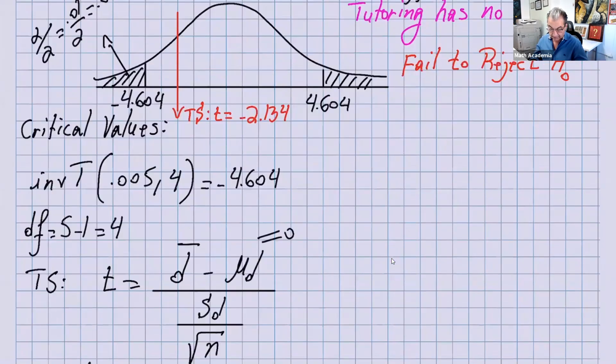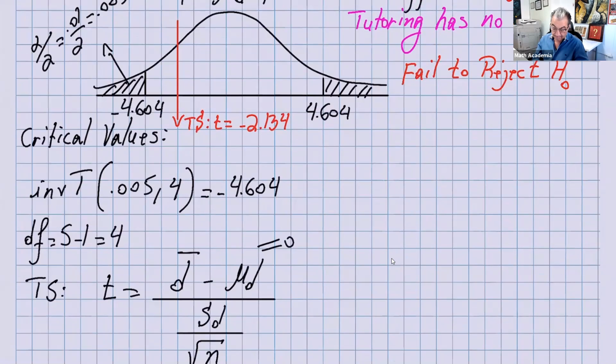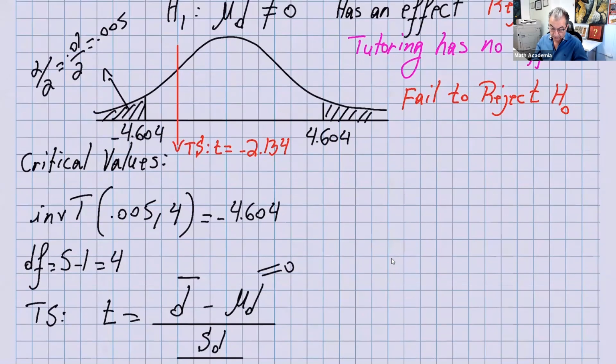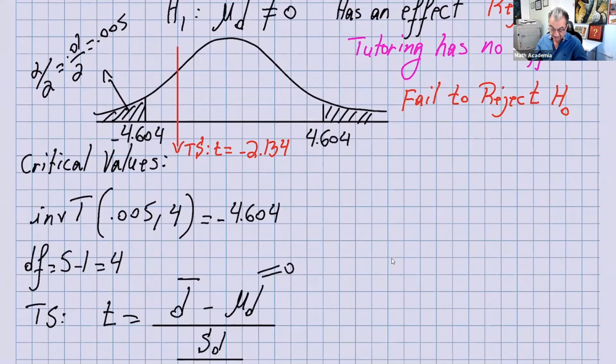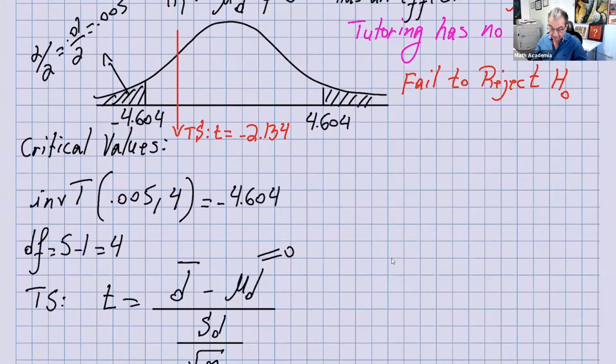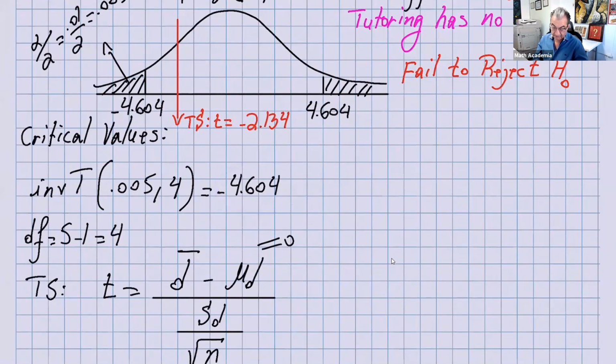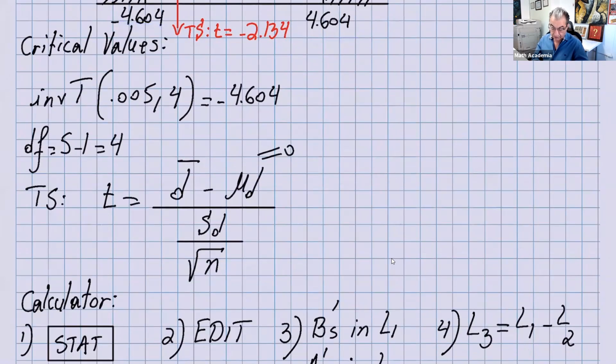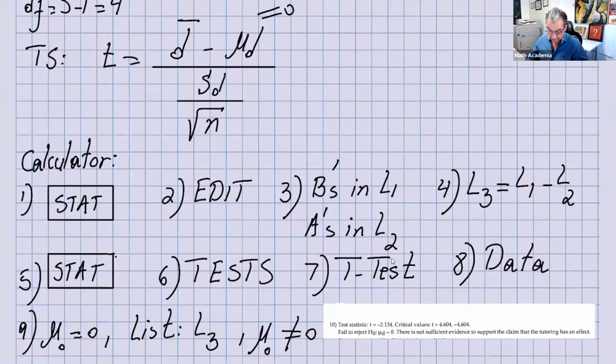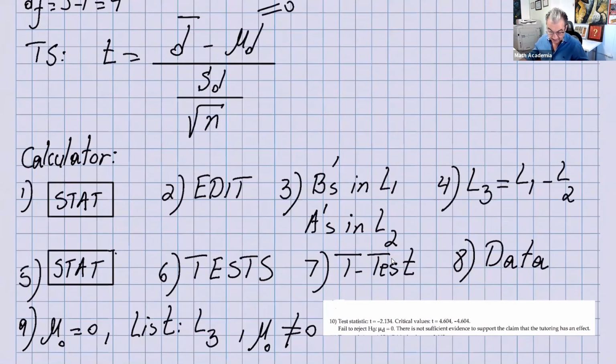So if you want to do the testing, first of all, the critical value, you do inverse t because it's a t-test, 0.005 for two-tailed, you divide alpha by 2, and degrees of freedom are 4. It's 5 minus 1, 5 students minus 1, and you get that number. So you put negative and positive. For the test statistic, you can use your formula for that. Or if you want to do this directly by using the calculator, you can go to stat, and let me do that for you.